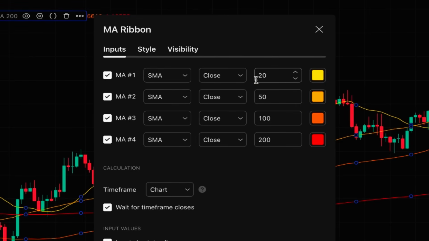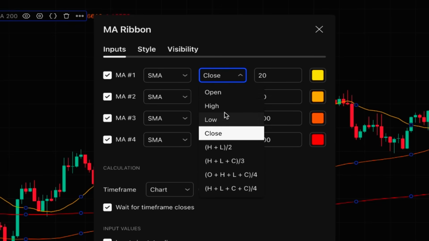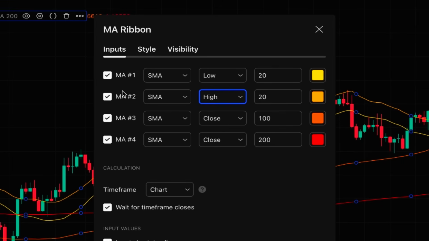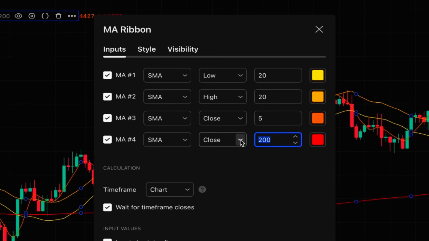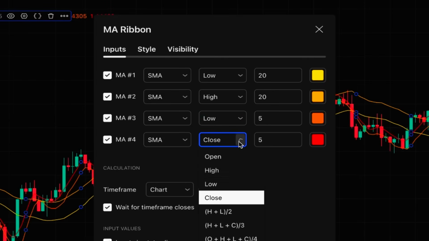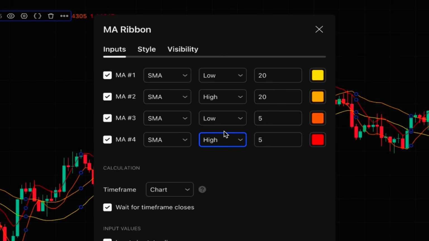So we go to the settings of the moving average ribbon, and here for the first moving average we set the length at 20, and for the second moving average also the length should be set at 20. For the first moving average, the source of calculation should be based on low, and for the second moving average we set it based on high, and both of them should be simple moving averages, so we don't change anything here. And then for the third moving average we set the length at 5, and for the last moving average we also set the length at 5. For the third moving average based on low, and for this moving average based on high. For these 2 moving averages, they should also be simple moving averages, so we don't change anything here.